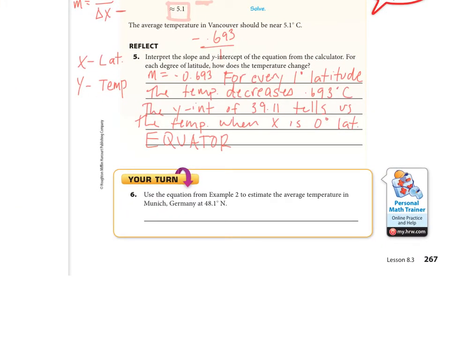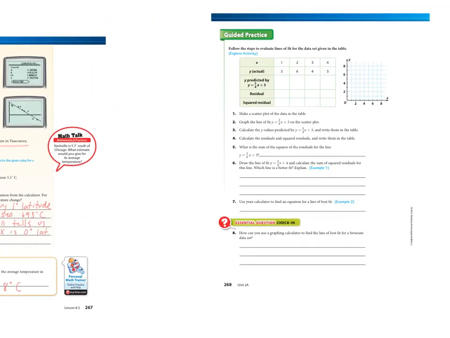All right, let's take a look. I'll let you figure out that one. You can use our line of best fit, our equation, to figure out our average temperature in Munich, Germany, 48.1 degrees north. Go ahead and do that. Okay, when I do that, I get that first number you see there, and we might as well round that to 5.8 degrees Celsius. Again, average temperature in Munich.